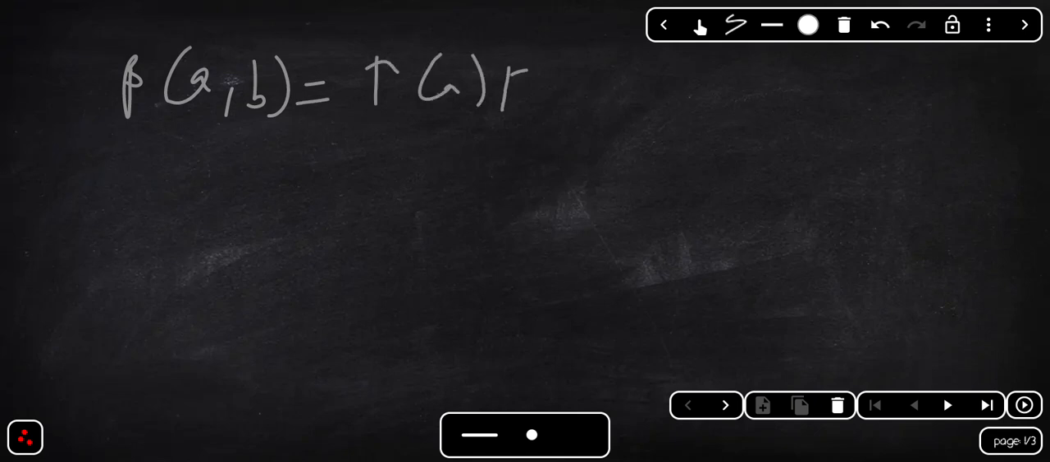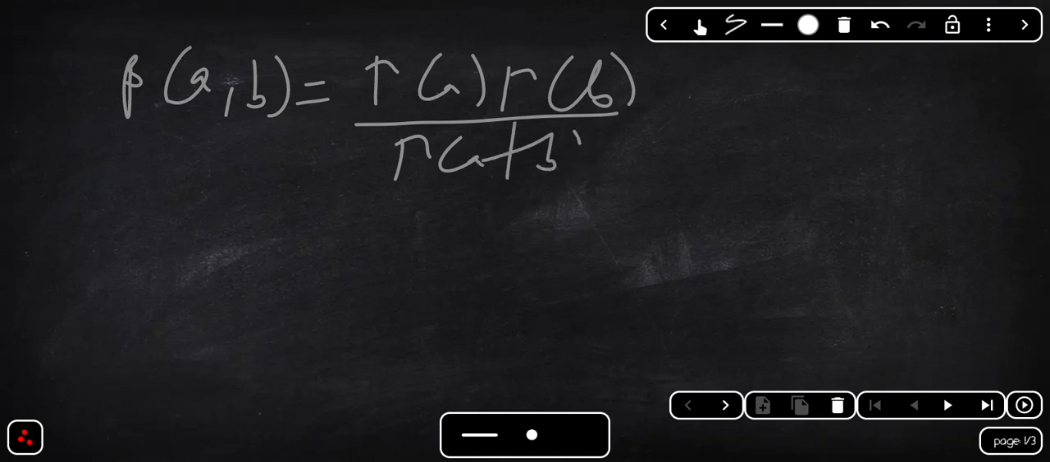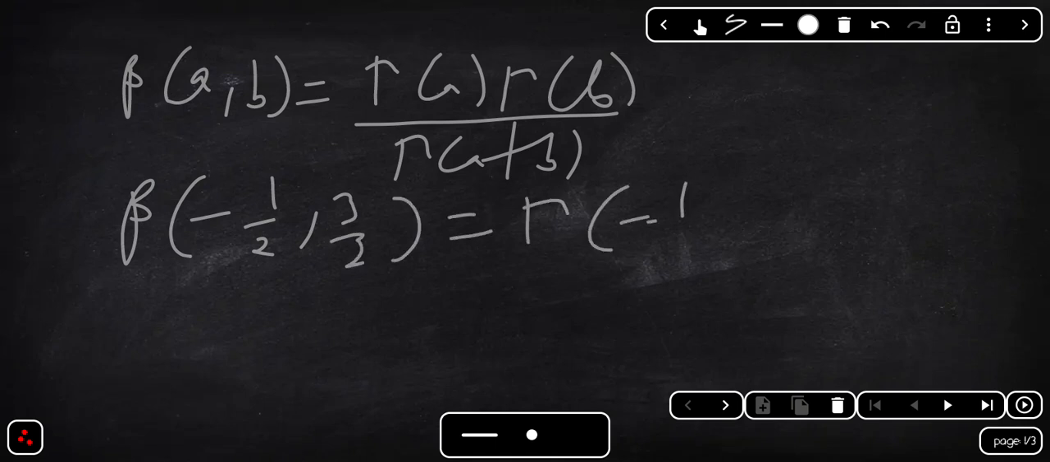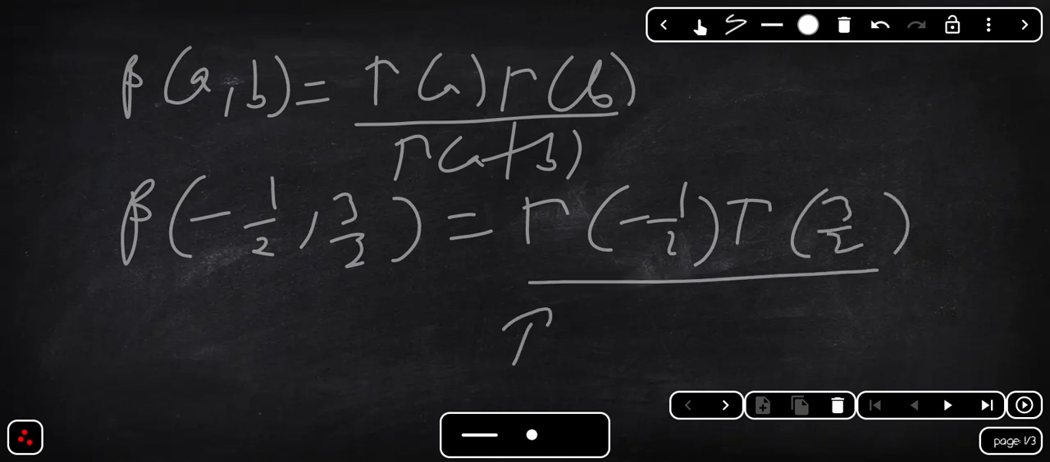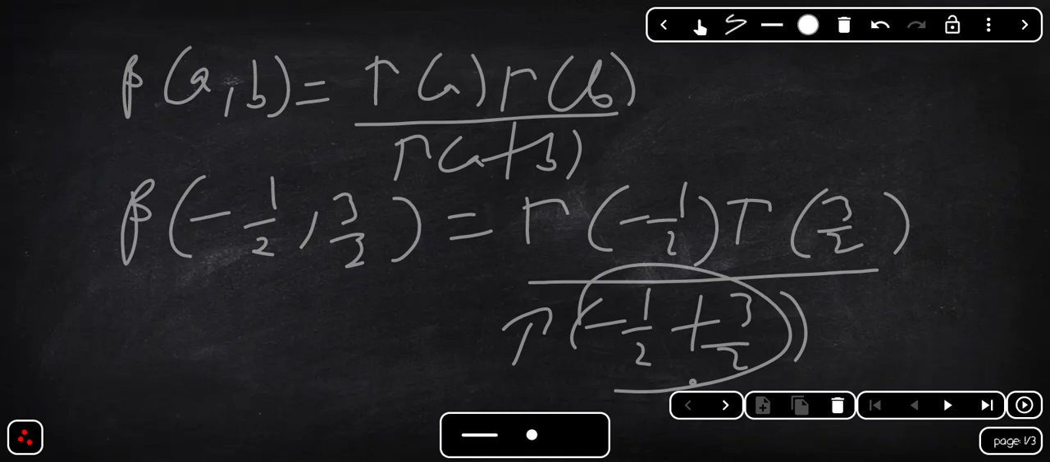And then we know that the beta function of a comma b is equal to gamma of a multiplied by gamma of b over gamma of a plus b. Take note of that. So the beta function of minus 1 over 2 comma 3 over 2 will be equal to gamma of minus 1 over 2 multiplied by gamma of 3 over 2, then over gamma of minus 1 over 2 plus 3 over 2. And minus 1 over 2 plus 3 over 2, that is 1. So I have gamma of minus 1 over 2 multiplied by gamma of 3 over 2.